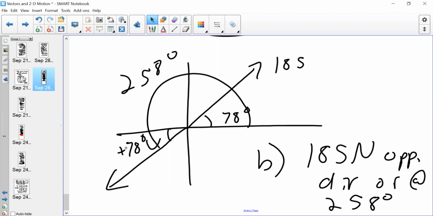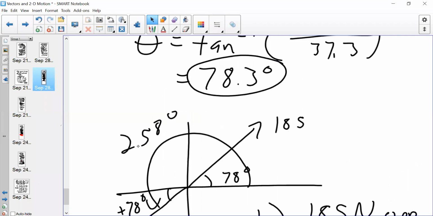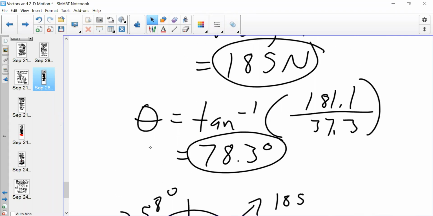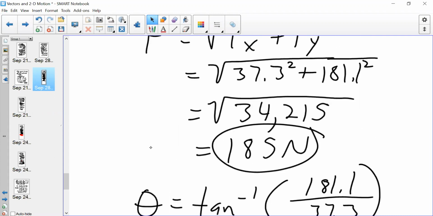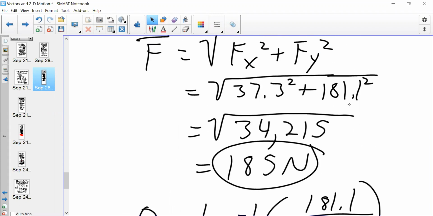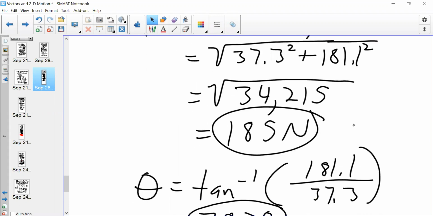Can you scroll up to where you found the angle? Right here. Thank you. So you're just doing Fy over Fx. The Fy component was 181, Fx 37.3.